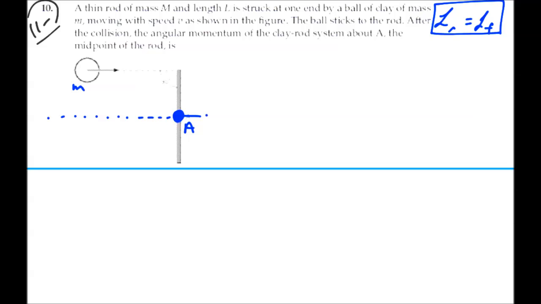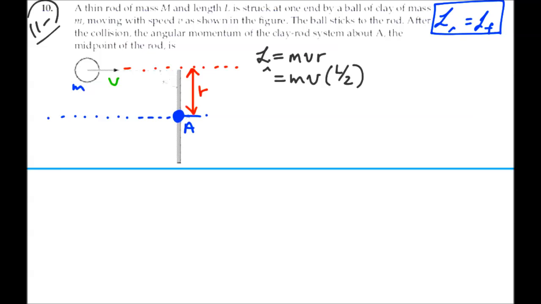And its angular momentum is equal to mvr, where r is the shortest distance from its line of action to the point of rotation in this case. So our r is this distance right here from the line of action of the movement of mass m to our axis of rotation. So that angular momentum is equal to mvr. And in this case, that's equal to mv. R is equal to L divided by 2. So this would be L divided by 2. So that is our initial angular momentum.